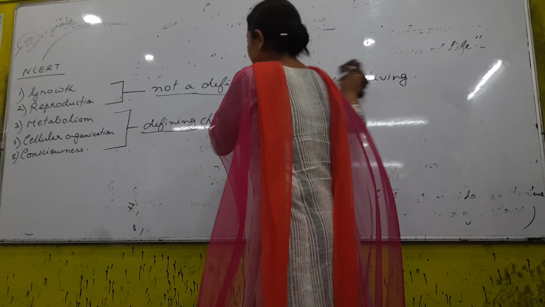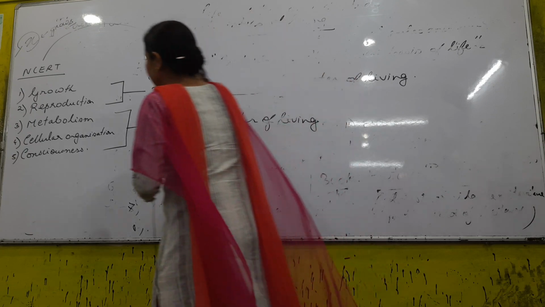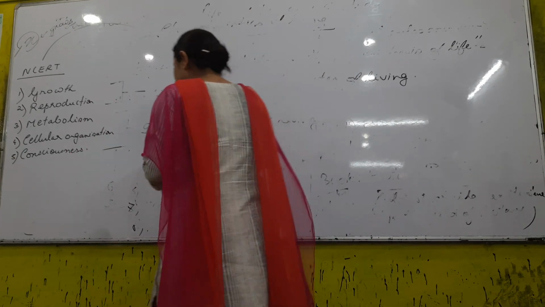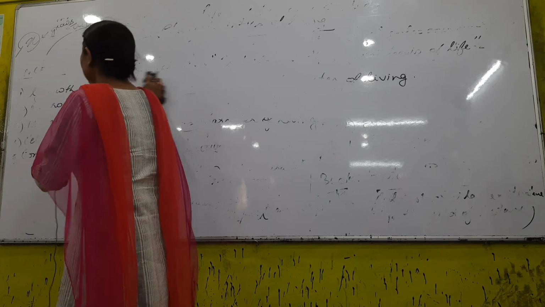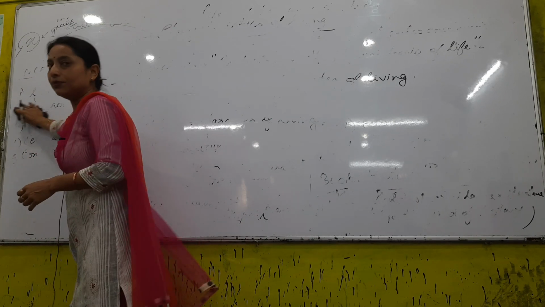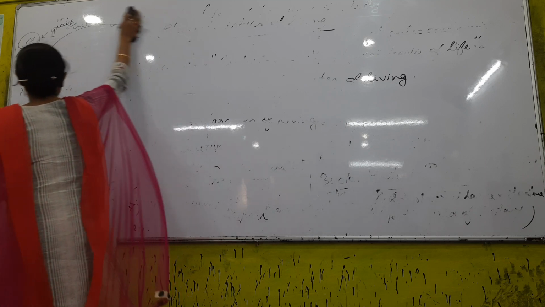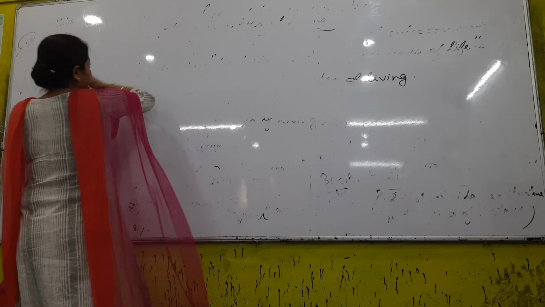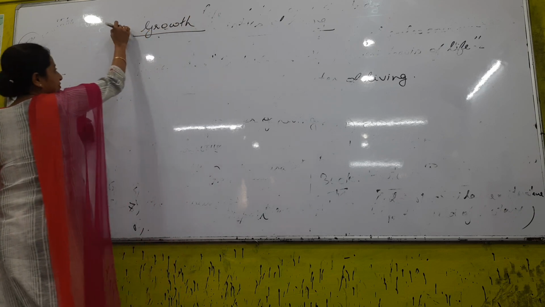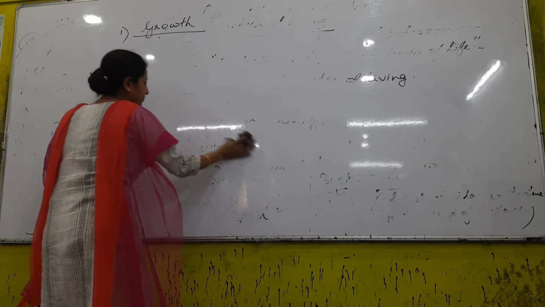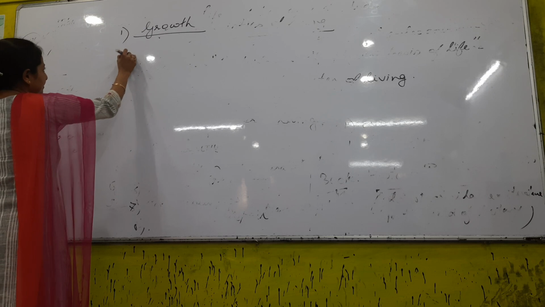So growth is normally a characteristic of living, but it is not a defining character, because non-living things also show some sort of growth. So we'll be starting with the first characteristic, that is growth.